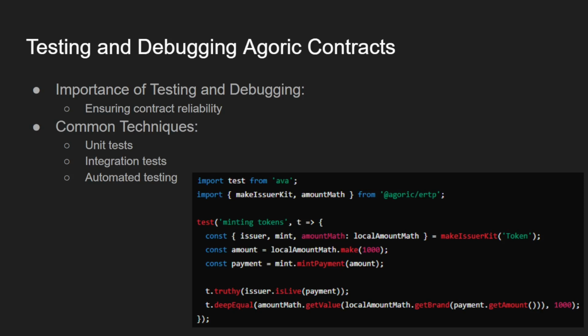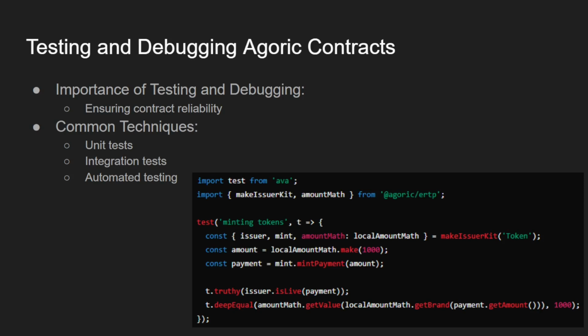Let's begin by talking about the importance of testing and debugging. Testing and debugging are essential for ensuring the reliability and security of your smart contracts. They help you identify and fix issues early, prevent potential exploits, and maintain the integrity of your DApp.